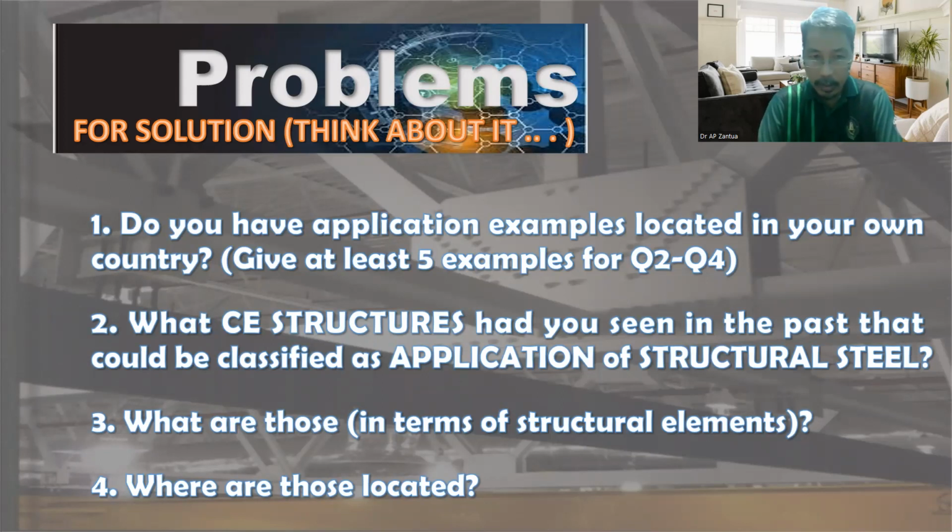Number 3, what are those in terms of structural elements? Are those girders? Are those stringers? Are those columns? Are those joists? Those are the structural elements. So in terms of structural elements, we are asking you to answer number 3. So what is the difference in number 2? The name of the structure. For example, Bikotan pedestrian bridge. Okay, so that's the name.